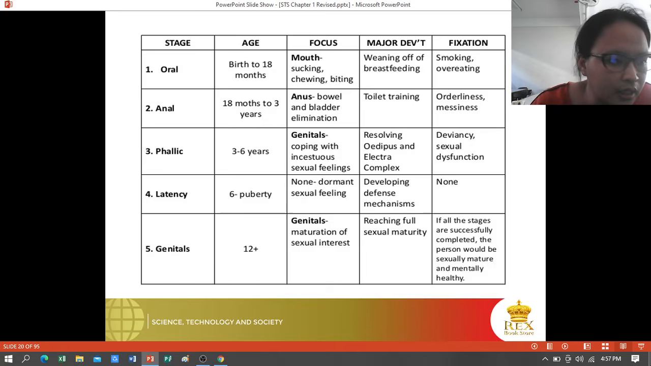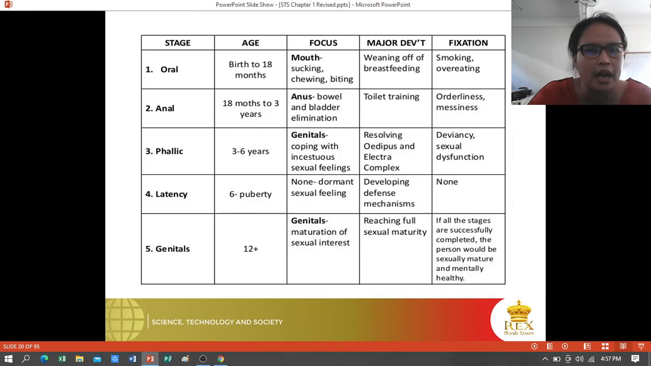So this is what I'm talking about, the developmental, of psychological development. So, this is what we call the infantile sexuality. So, the infantile sexuality, there are stages. There are stages like this. There are 5 stages that is part of the infantile sexuality which we are undergoing.